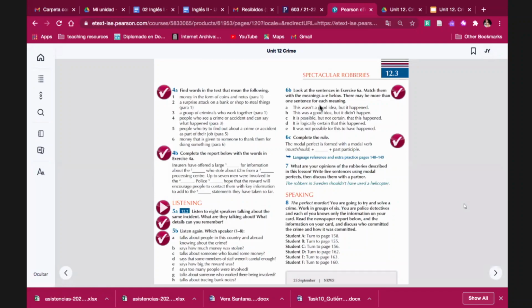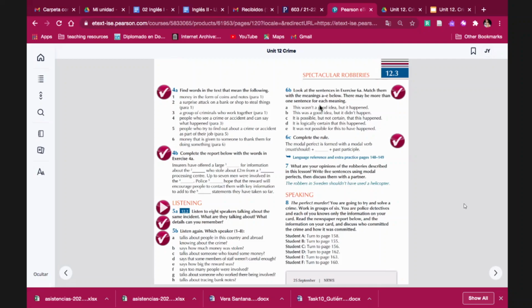Okay? Entonces, vean cómo se construye este modal, esta forma, este modal for past deduction. The modal perfect is formed with a modal verb. Por eso se llaman modales perfectos. Okay? So you have must, should, whatever, plus have, plus past participle. Pero esos son los únicos modales que podemos utilizar y cada uno tiene un significado específico que yo tengo que entender y que por lo tanto me tengo que memorizar. Entonces, si yo tengo should plus have plus past participle, means that this wasn't a good idea, but it happened. Si yo utilizo should not have plus past participle, means that this was a good idea, but it didn't happen. If I use might plus have plus past participle, means that it is possible, but not certain that this happened.